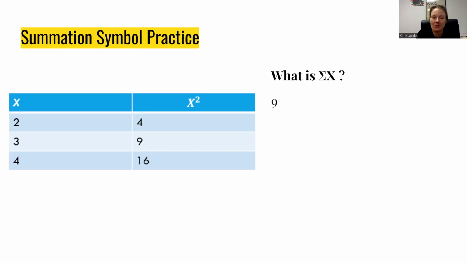So if we see here, the summation of x is 9. We look into that first column where we have 2 plus 3 plus 4. When you add 2 plus 3, it is 5, plus 4 is 9. So we see the summation of x is 9.